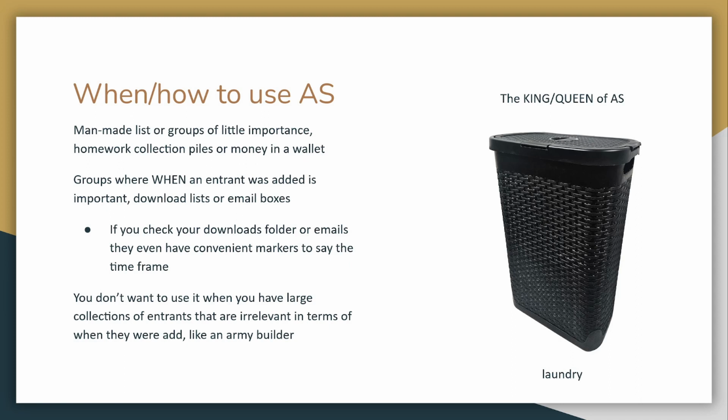Now, if you check your download folders or your emails, you'll see that they usually have very convenient markers to give a time frame. Say, this is from today, this is from yesterday, this is from last week, this is from a month ago, etc. When you don't want to use acquired sorting is if you have a large collection of entrants that are irrelevant in terms of when they were added. Things like an army builder.